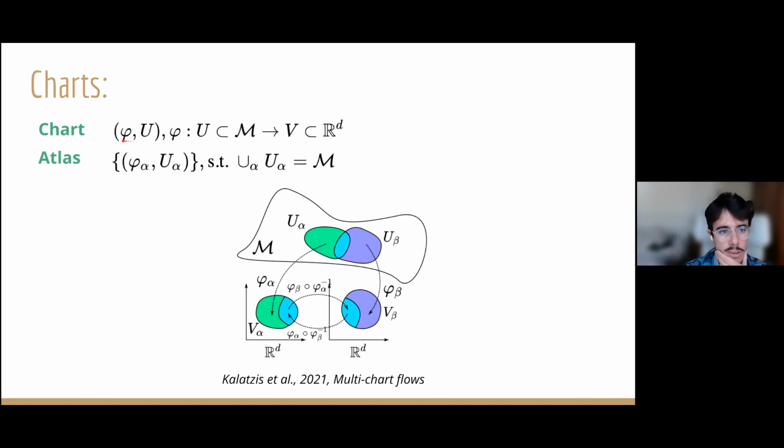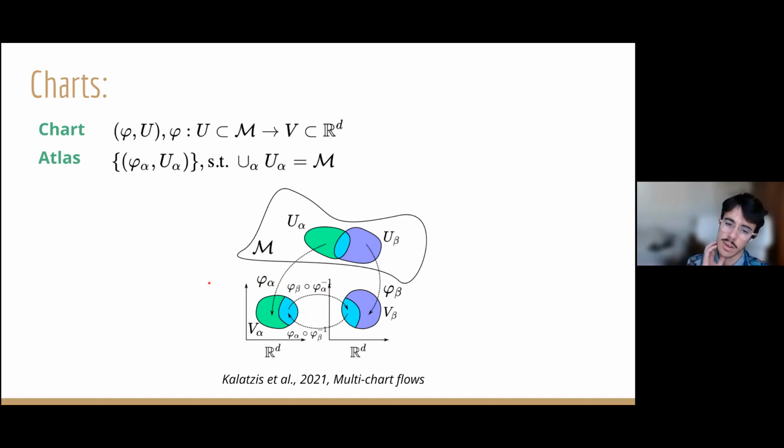These charts are an open set in the manifold and a homeomorphism that maps this open set to an open set of R^D, with D being the dimensionality of the manifold. And you need a covering of your manifold, a collection of charts so that the union would cover the entire manifold. FYI, a manifold is smooth when the transition maps to go from one chart to another are smooth.